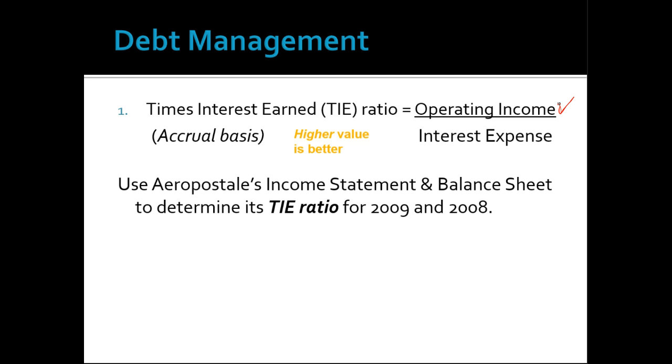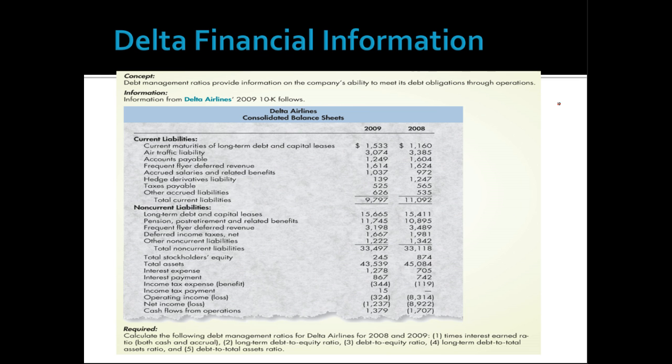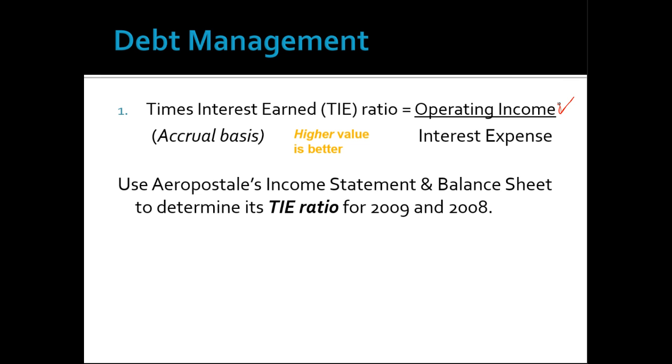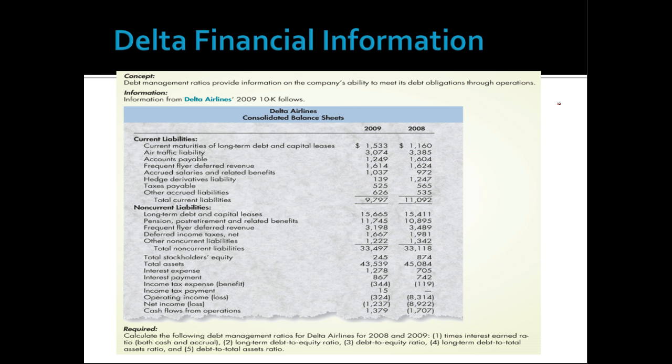Okay, so let's look at Aeropostale. Actually, we're going to look at Delta. So just don't mind that little typo there. We're going to look at Delta Airlines. The reason we're not looking at Aeropostale, if you didn't already notice, is that Aeropostale actually owes no interest because it owes nothing in terms of debt. So none of these ratios would have been very interesting when it came to Aeropostale. They would have had zero debt management because they have zero debt. So let's look at Delta Airlines, a company that does have plenty of debt.